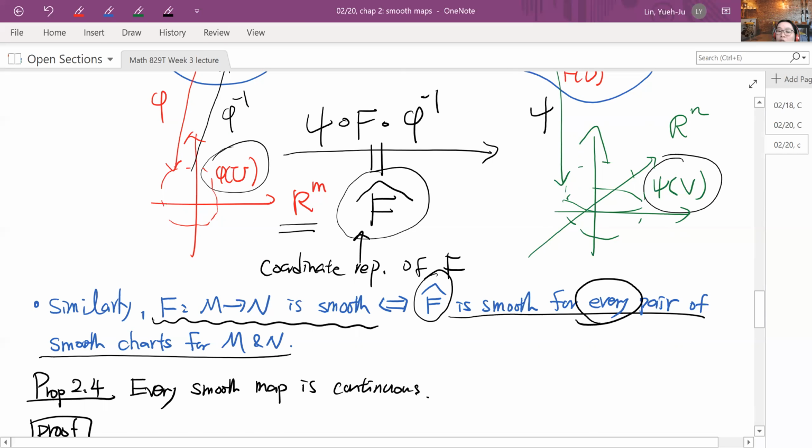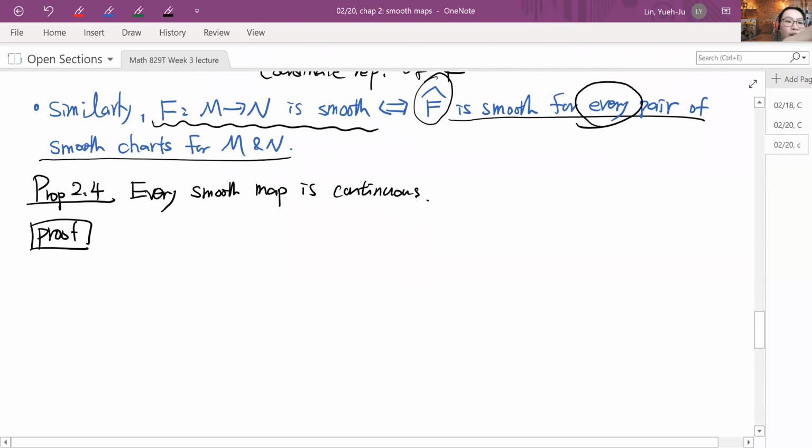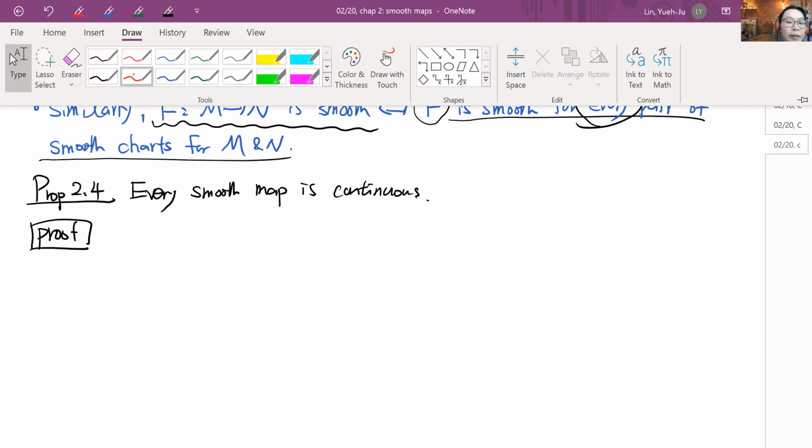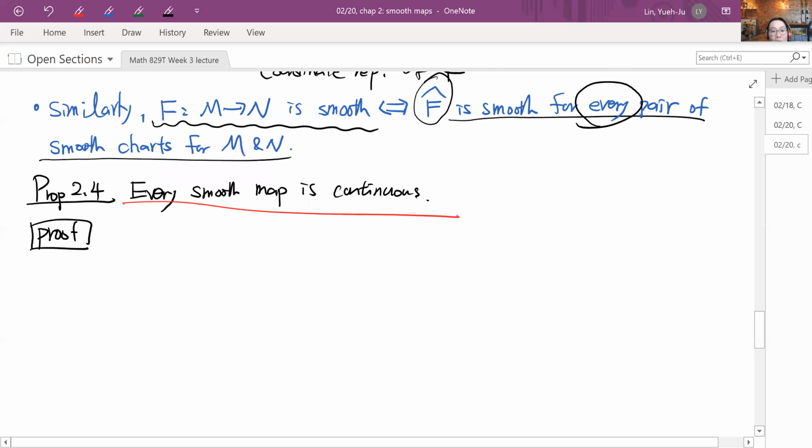And the last thing I want to quickly show, since this is very easy and we are talking about smoothness already, is a quick, easy proposition in the textbook. We already know that every smooth map is continuous if we are talking about smooth maps between Euclidean spaces, R^n to R^n, for example. But would this still be true for maps between manifolds? We want it to be true, otherwise it would be odd. But it turns out that it's definitely going to be true.